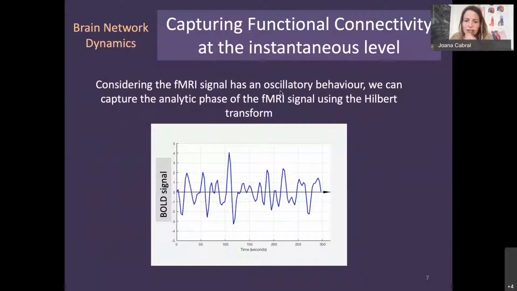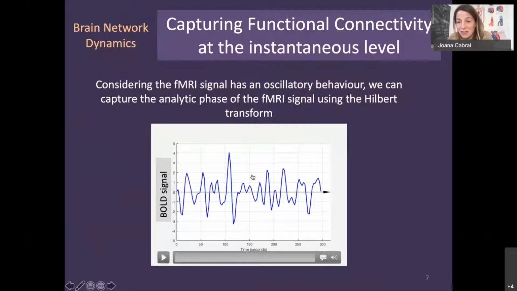So what I'm going to show here is a method that I have been using. So we developed it in 2017 already to try to characterize the formation of these brain networks at the instantaneous level and compute statistics on it in order to compare across data sets. So if we consider that this fMRI signal has an oscillatory behavior, it is possible to capture the analytic phase of the signal using the Hilbert transform.